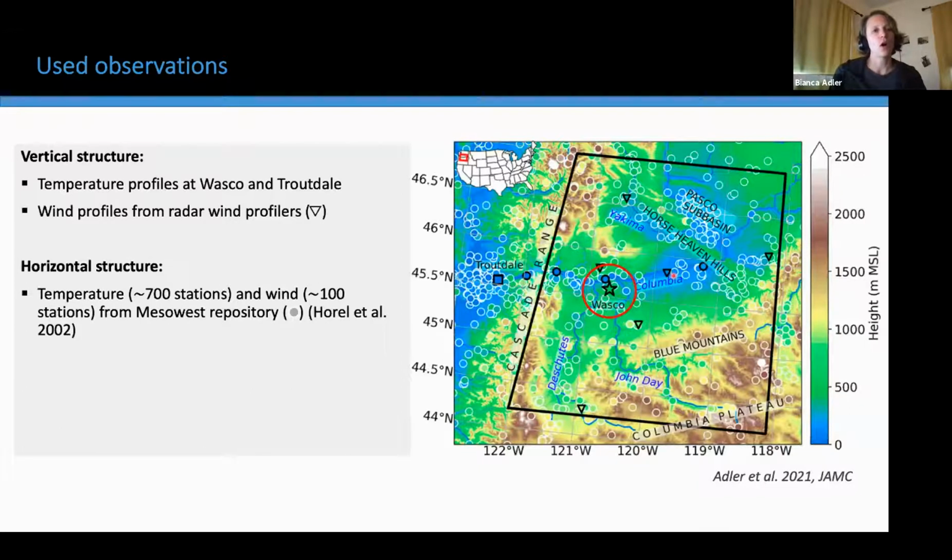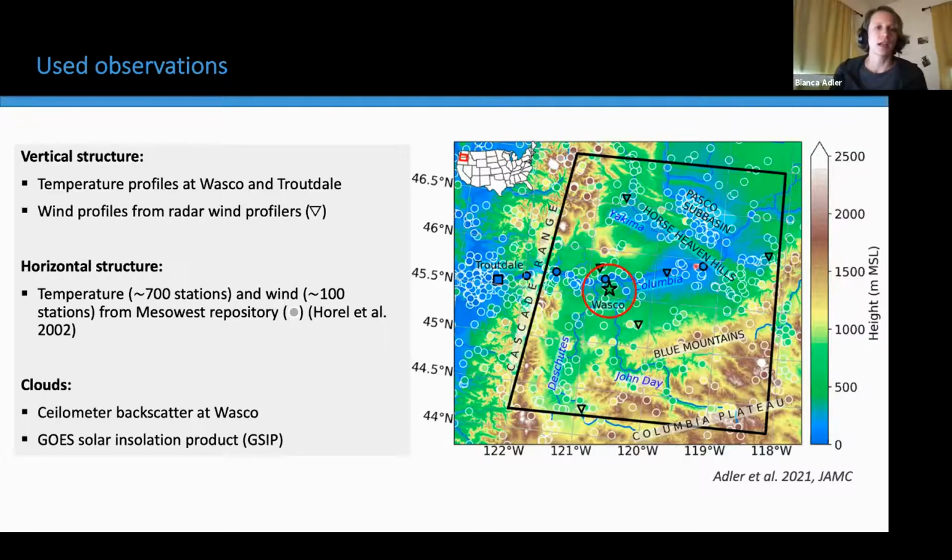To get an idea of the horizontal structure of the cold pool, we used near surface measurements of temperature and wind at surface stations. And these data I downloaded from the MesoWest repository. There was quite a large number of stations in the area. So we had more than 700 stations measuring temperature and around 100 measuring wind.